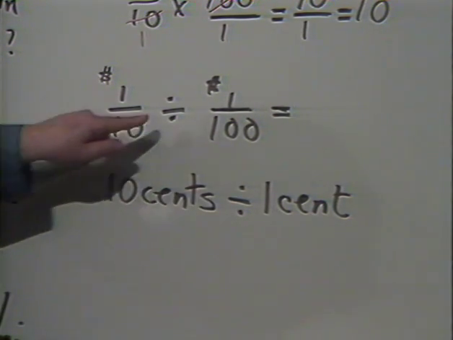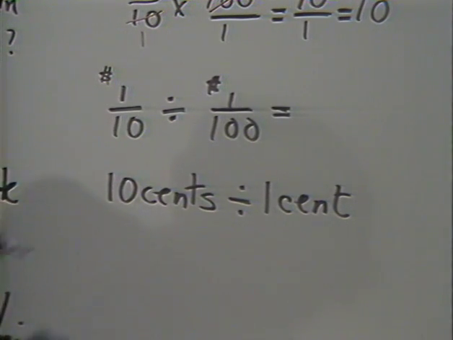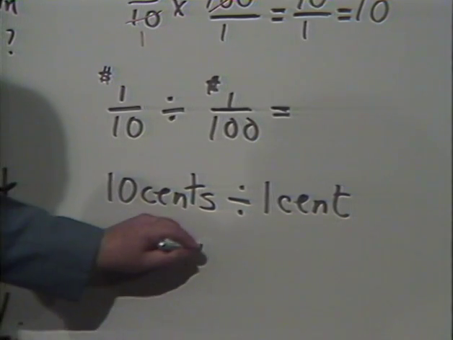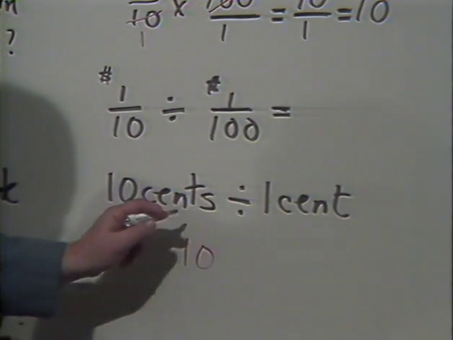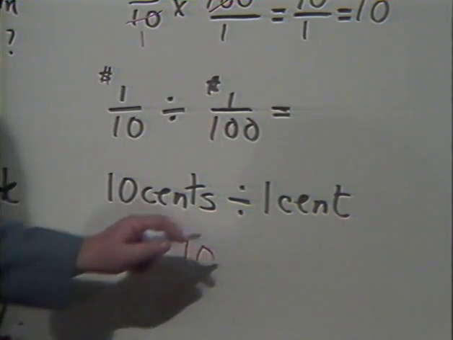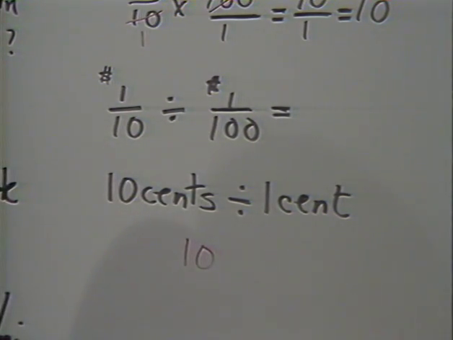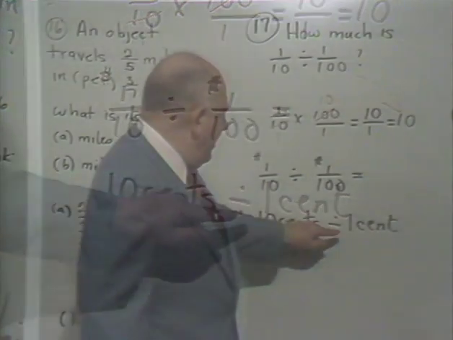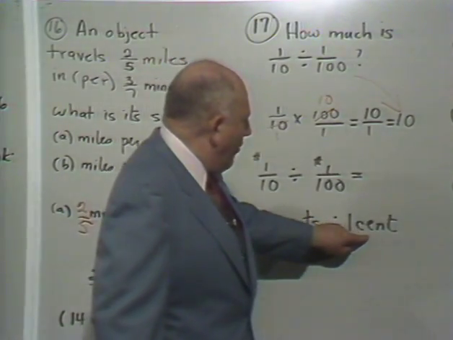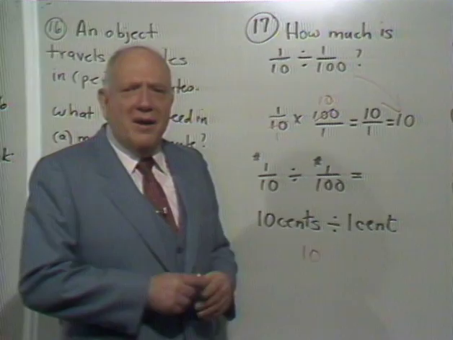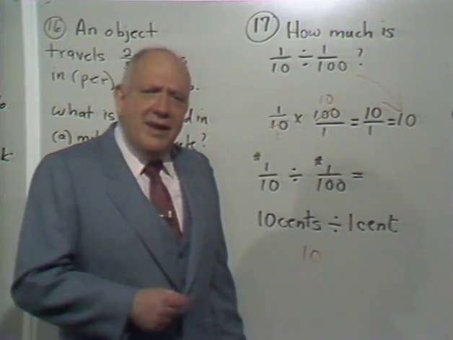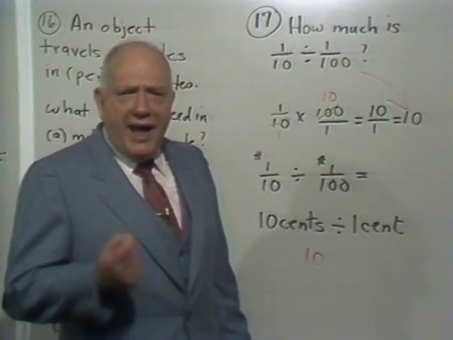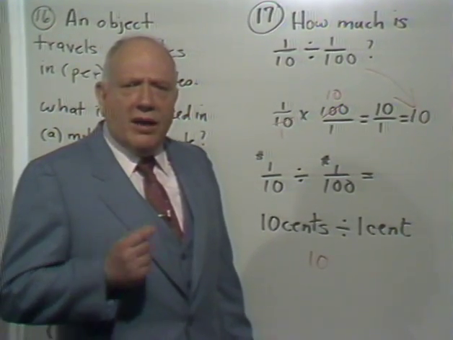Therefore, a tenth of a dollar divided by 100th of a dollar is the same as 10 cents divided by 1 cent. What is 10 cents divided by 1 cent? 10. See, 10 cents may not be big, but it's 10 times bigger than 1 cent. You see the idea? When you look at 10 cents divided by 1 cent, you say that's an easy problem. But if I say a tenth of a dollar divided by 100th of a dollar, and you say to me, I don't understand fractions, again, you've got a language problem, not a math problem.